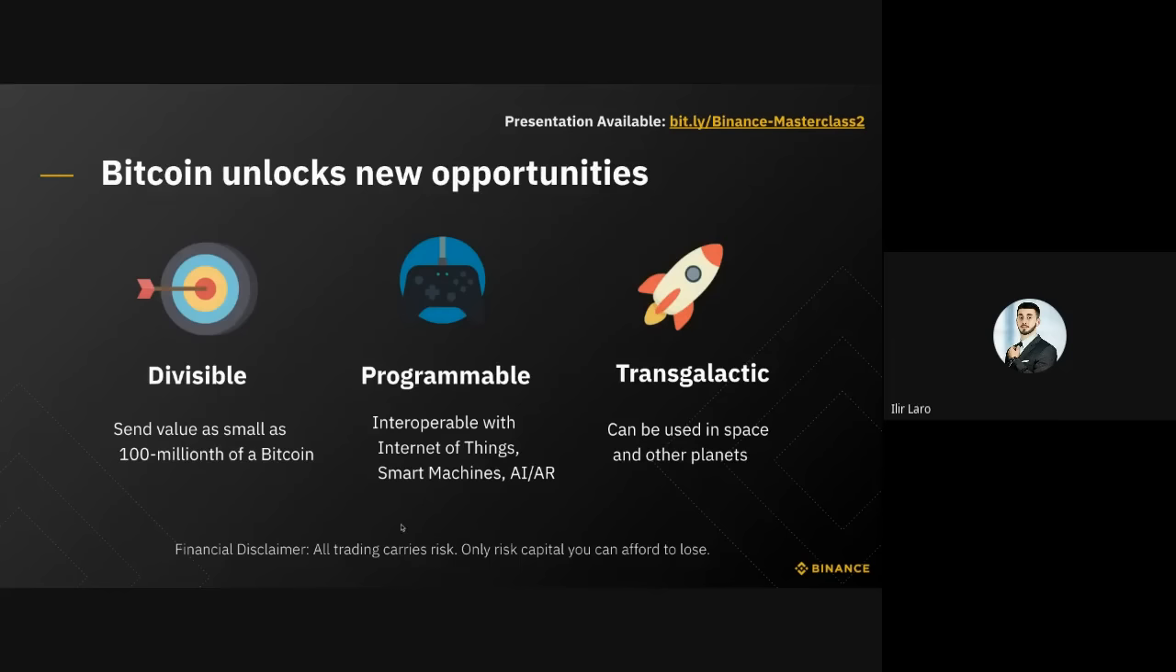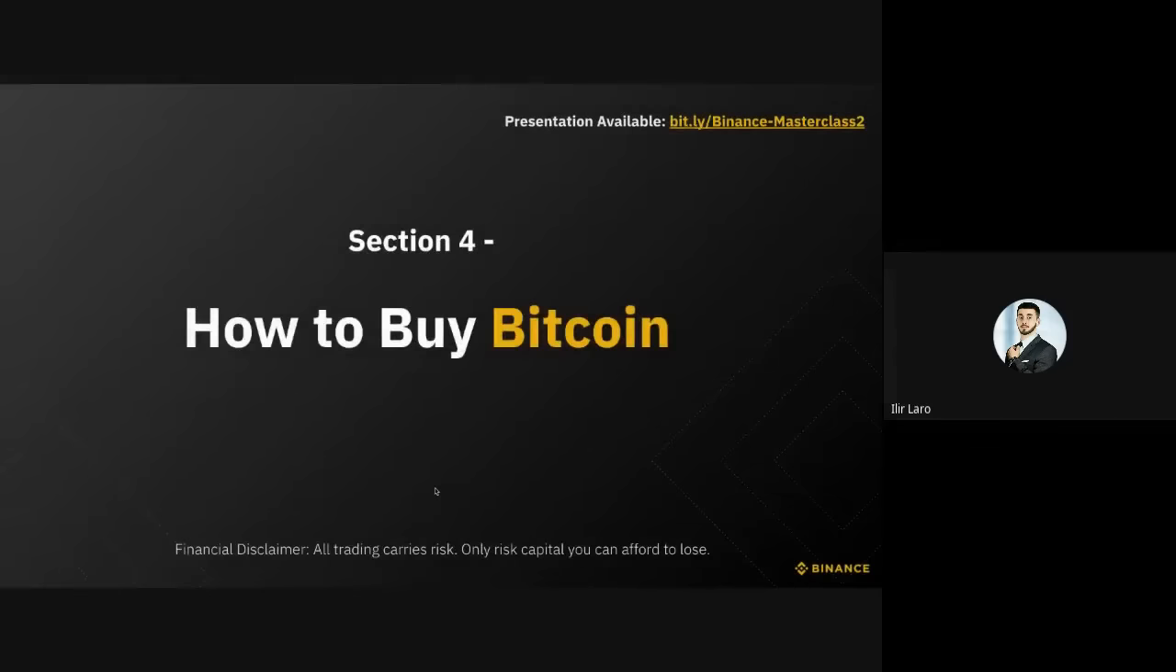Now, you're probably motivated by that speech and don't want to lose time to buy Bitcoin. But with any type of investment or trading, there'll always be a financial disclaimer. All trading carries risks, so only risk capital that you can afford to lose. Bitcoin is still very early in its life cycle, so it's hugely swayed by speculation and sentiment within the industry. Now, how do you buy Bitcoin?